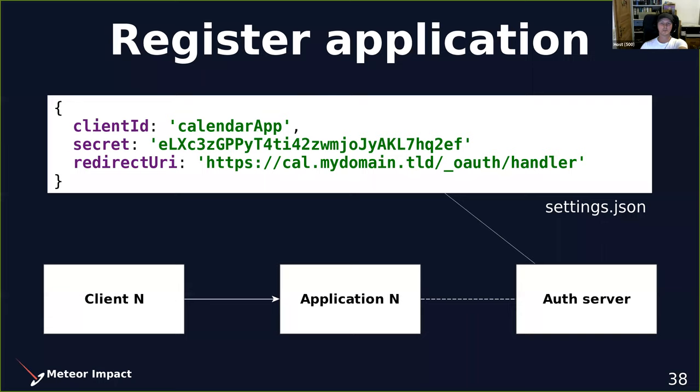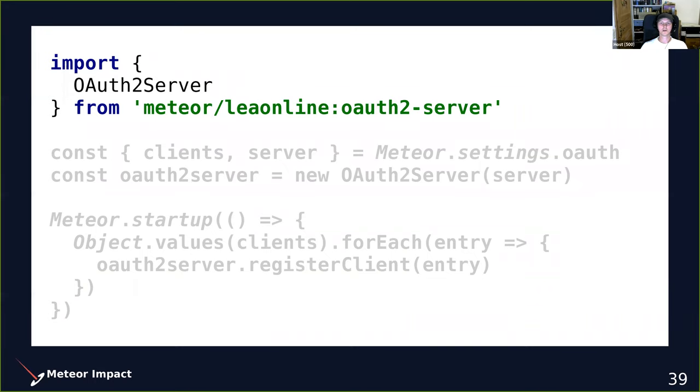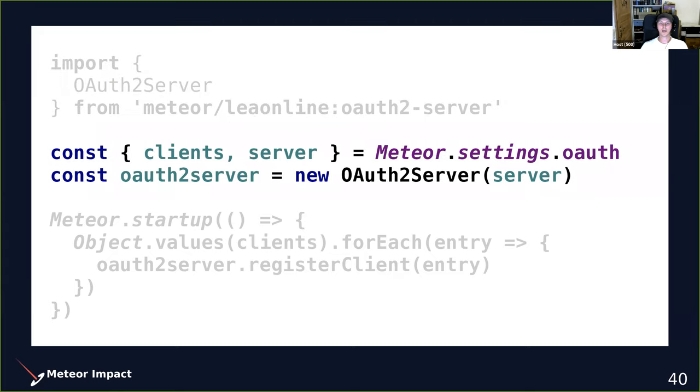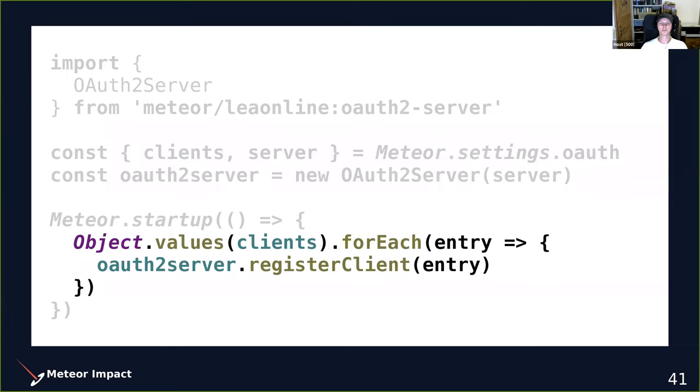When we bring this into the code, it's really simple. In your server main file, you simply import this OAuth2 server, pass some credentials from your settings file to the OAuth server instance, and then register some clients. It's really like that. You can take a look later on in the hands-on example code. It's not that much to do. It's more important that the credentials are correct. Most of the time, this is where errors happen, when credentials were not entered correctly.